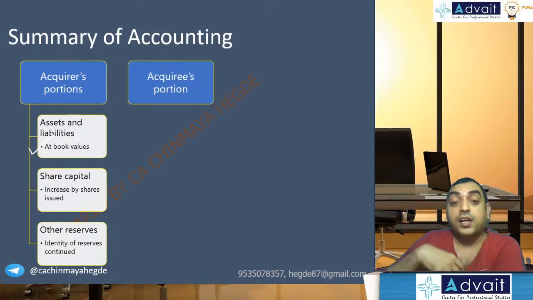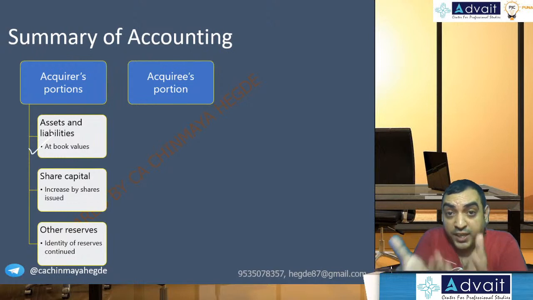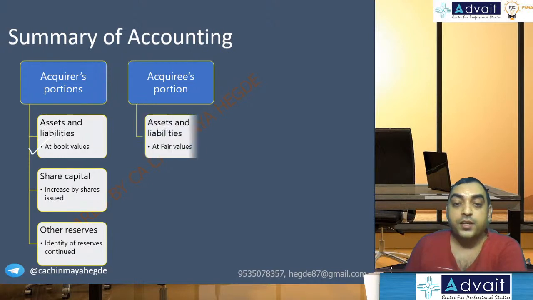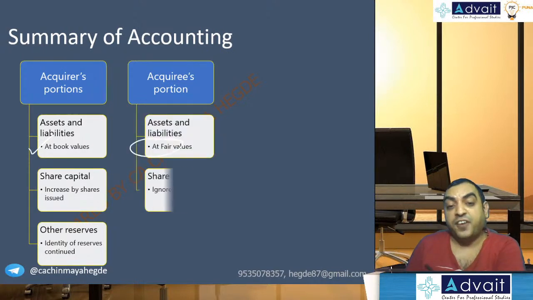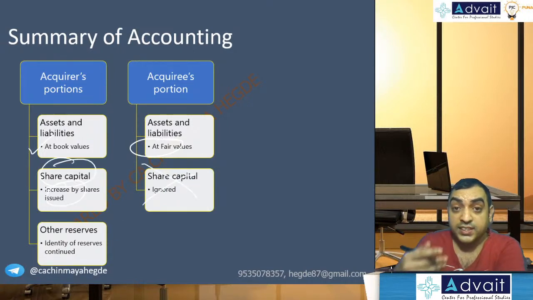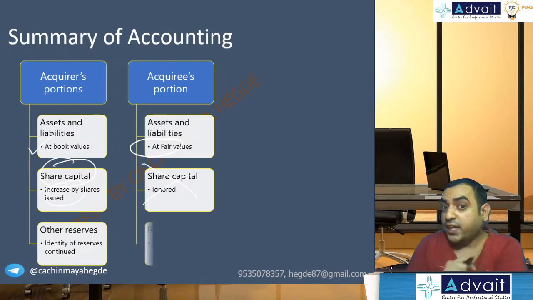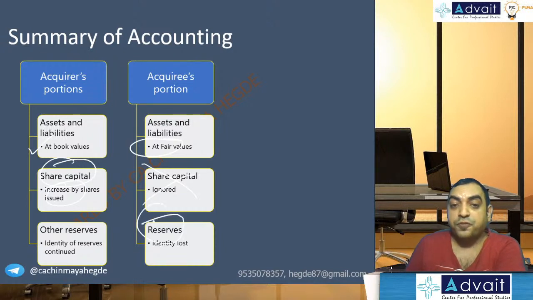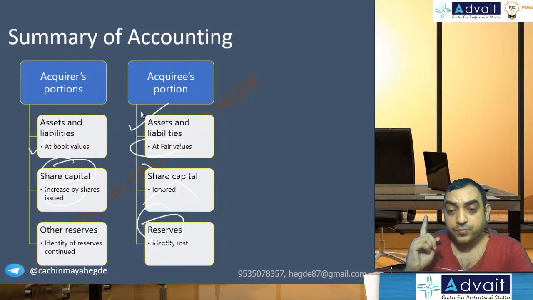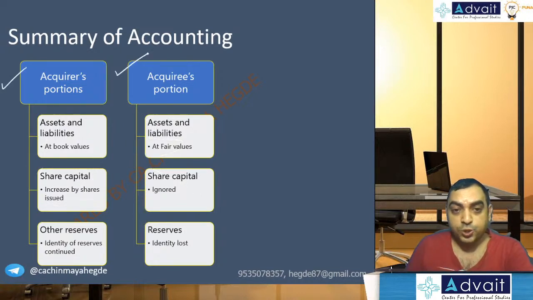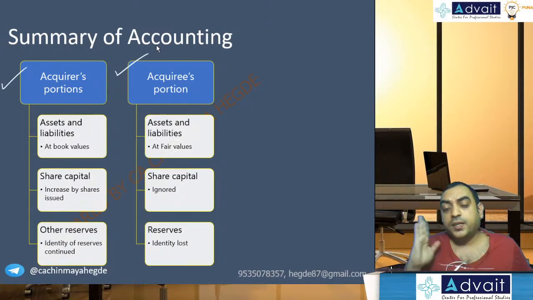That is the acquirer part. The acquiree, the company which is being closed, its assets and liabilities will be at fair values. Share capital is not taken because we are increasing by the share capital issued. So issued share capital is considered, not existing share capital. Reserves of the acquiree are not taken over. We will take over only assets and liabilities, not reserves. Okay. Now between these 2 columns, any point I need to explain, please ask.